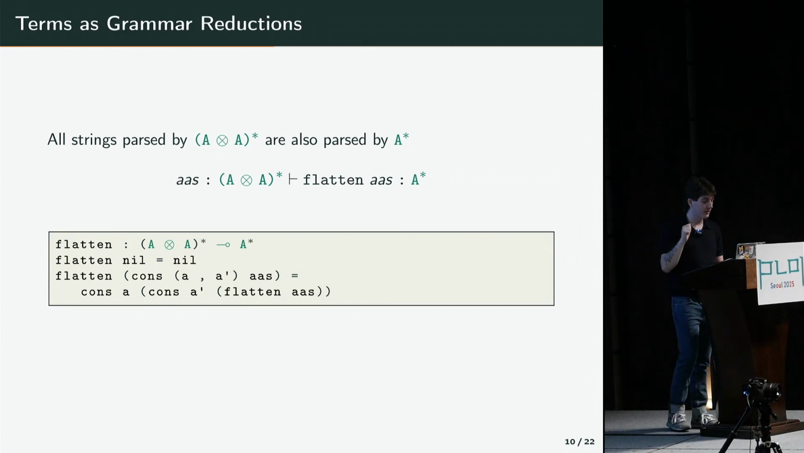And so this flattening function is taking in a parse tree of type A concatenated with A star, which is just a list of tuples, and is flattening it to a single list. But because this type checks in this linear ordered system, this is carrying the data of being a reduction from parses of the input grammar to parses of the output grammar, while still being a very simple functional program that's quite easy to write.